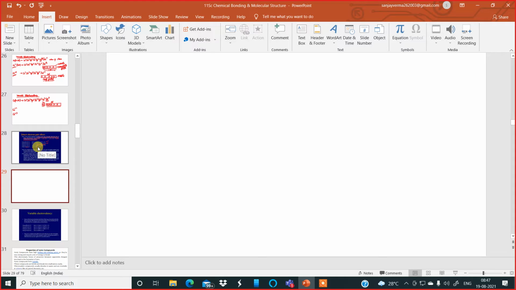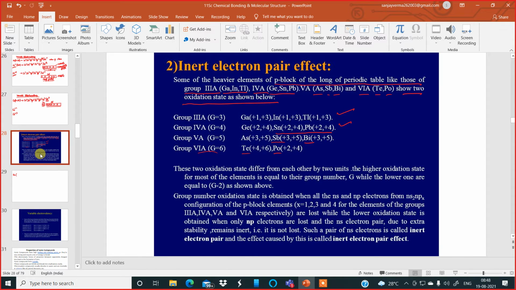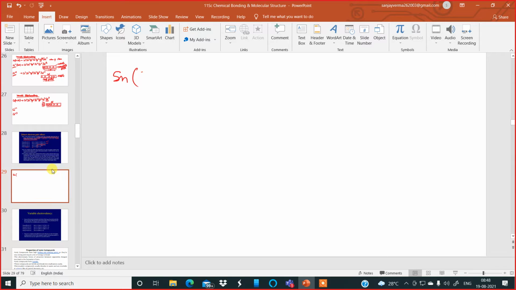Now tell me, what is the atomic number of tin? Just now you saw the atomic number of tin. Try to look back in your textbooks. I have done this in the previous chapter. Carbon, silicon, germanium, tin and lead. Atomic number of tin is how much? It is 50. What is the atomic number of lead? It is 82.